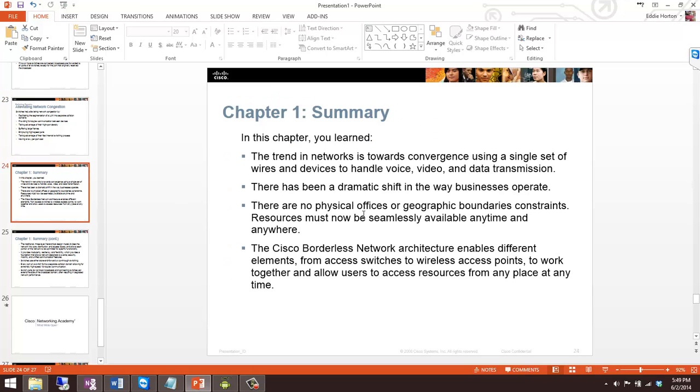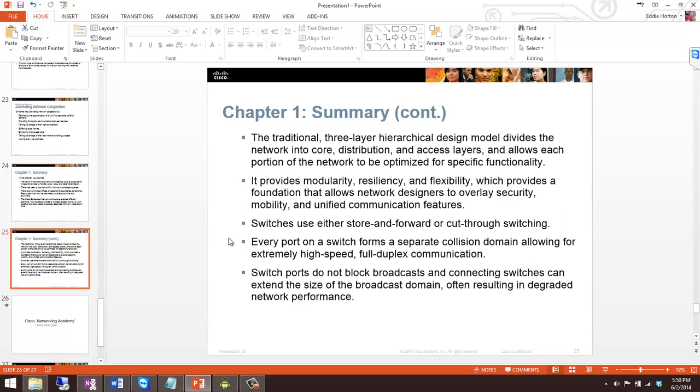So, all right, in this chapter we talked about how the trend in networks is convergence, which again is just the combining of all that data onto one network. There has been a dramatic shift in the way businesses operate because of this. With Cisco borderless networks, the whole idea is that it doesn't matter where the data is coming from or where it's going to. It's treated as a single network.